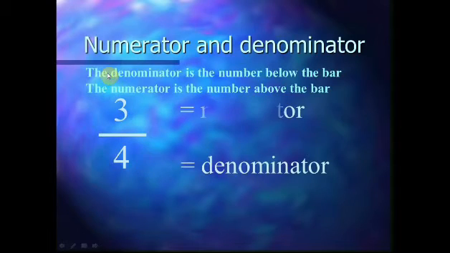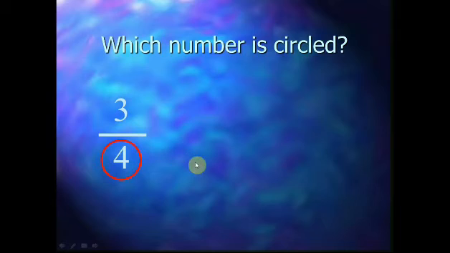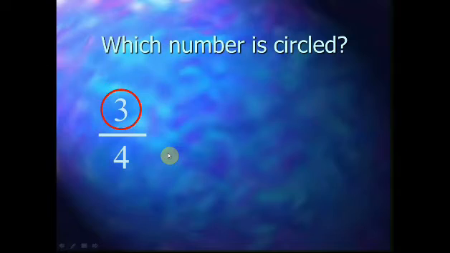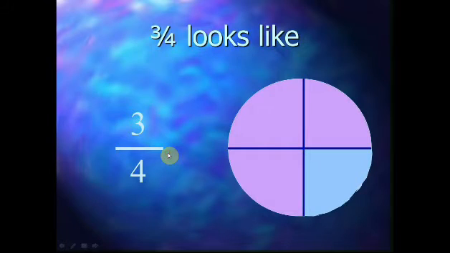In the fraction, the denominator is the number below the bar and the numerator is the number above the bar. 3 is a numerator, 4 is a denominator.